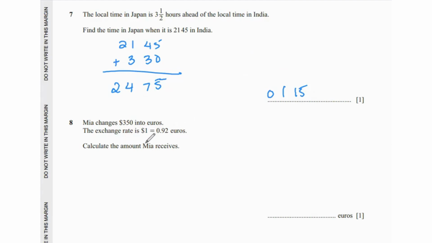Then it says Mia changes $350 into euros. The exchange rate is $1 equals 0.92 euros. Calculate the amount Mia receives. So if $1 equals 0.92 euros, 350 would be 350 times 0.92, which is going to give us 322 euros. That's your answer.